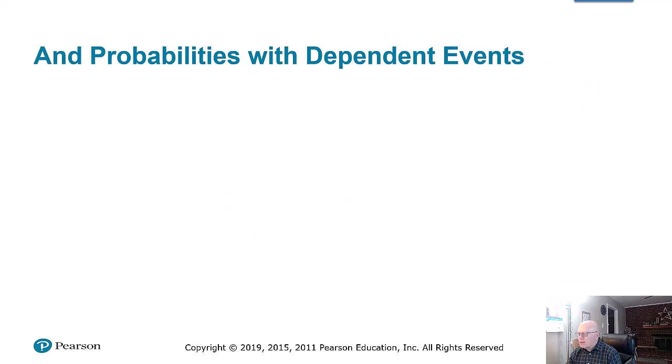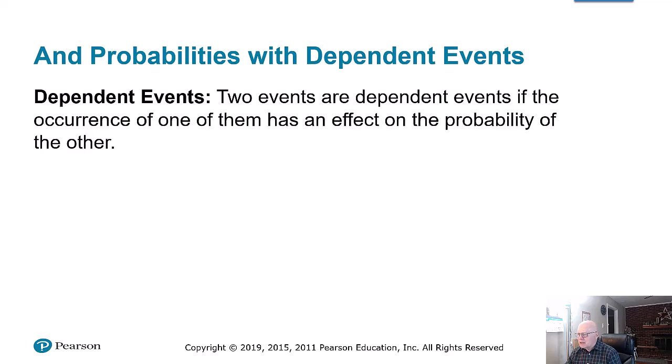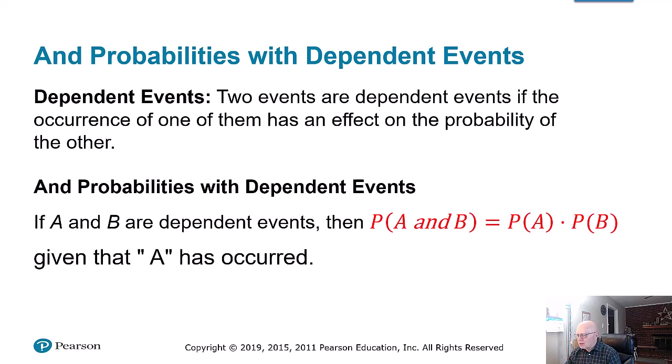How about dependent events? We've been talking about independent events. How about dependent events? This is where when one happens, it changes the probability of the other one. We're talking about A and B, and they're dependent events.